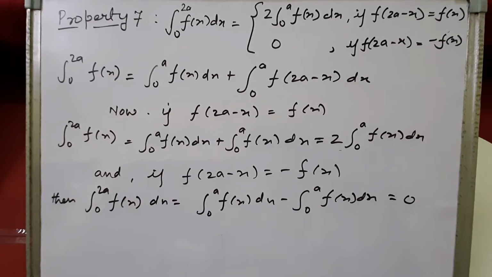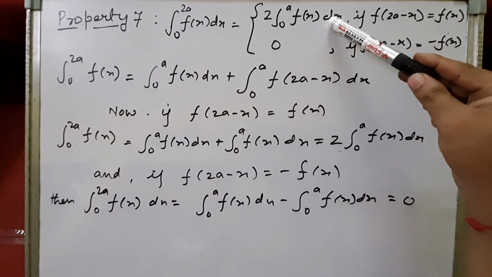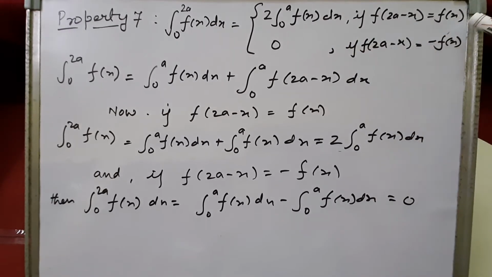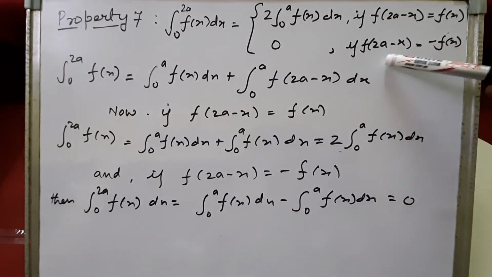Okay children, let's see another property. This property says integral 0 to 2a of f(x) dx is equal to 2 times integral 0 to a of f(x) dx if f(2a minus x) equals f(x). And the value of this integration will be 0 if f(2a minus x) equals minus f(x). Okay children, let's see how.